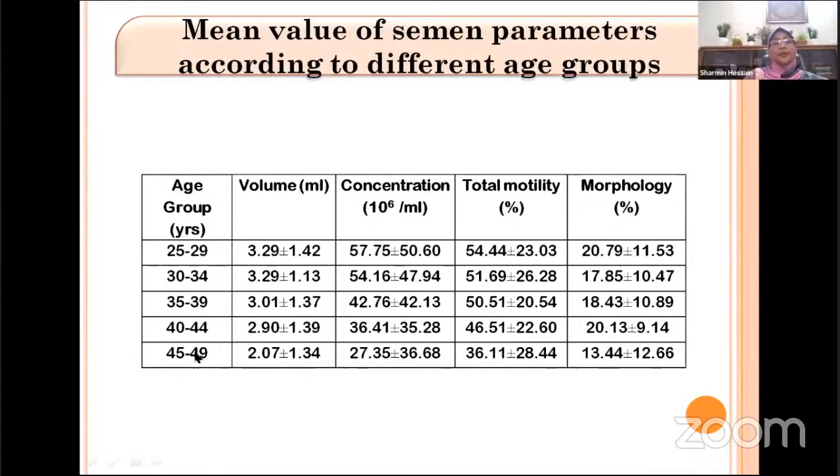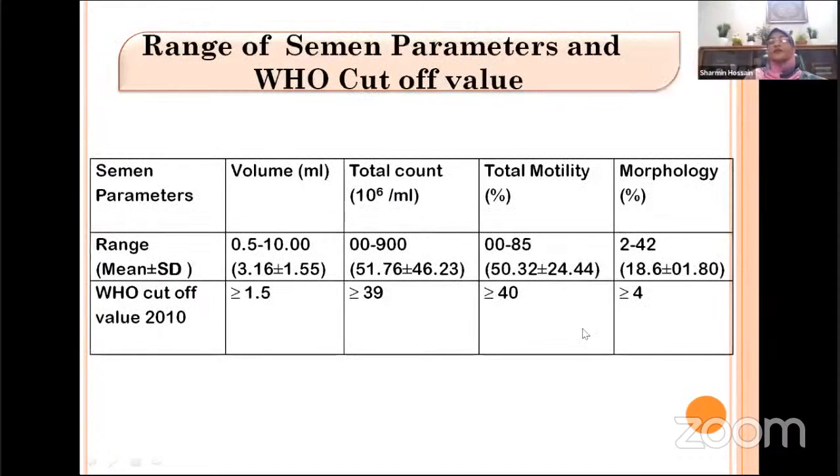Mean values of semen parameters according to different age groups are grouped here. We divided the subjects into 5 age groups at intervals of 5 years. It would be better if we could divide into 10-year intervals, but we couldn't do that due to our small sample size. This table is showing that most of the parameters are decreasing with age, like volume, concentration, and total motility, except morphology, which is showing some different figures.